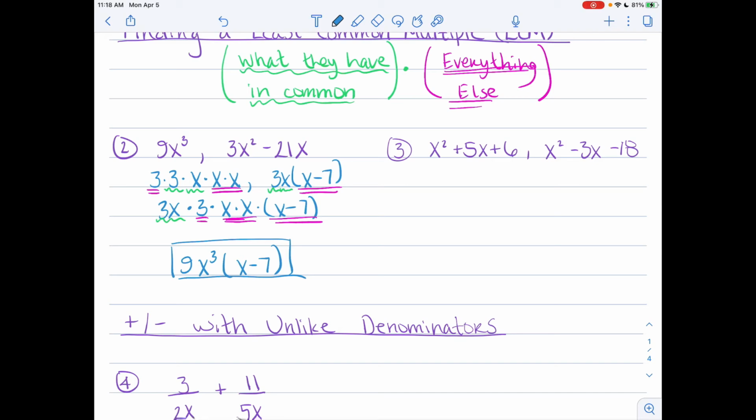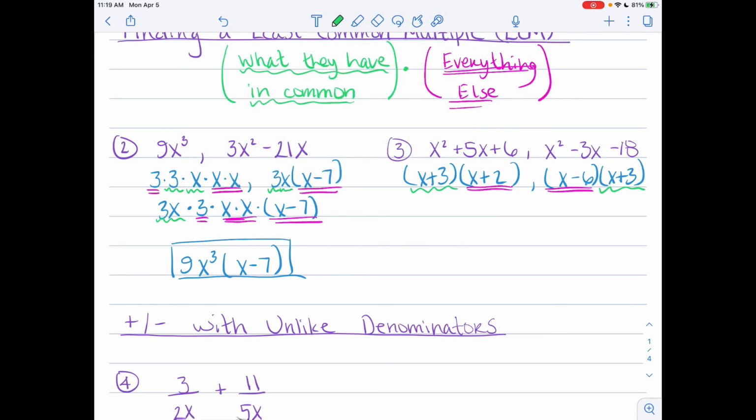Let's try it with a couple of quadratic expressions now. And with quadratic expressions, you're only going to know if they have something in common if you factor it and they have a factor in common. So this will factor to x plus 3 and x plus 2. The second one will factor to x minus 6 and x plus 3. So let's first state what they have in common. I see an x plus 3 in both locations. What do they not have in common? This x plus 2 only occurs in the first one, x minus 6 only occurs in the second one.